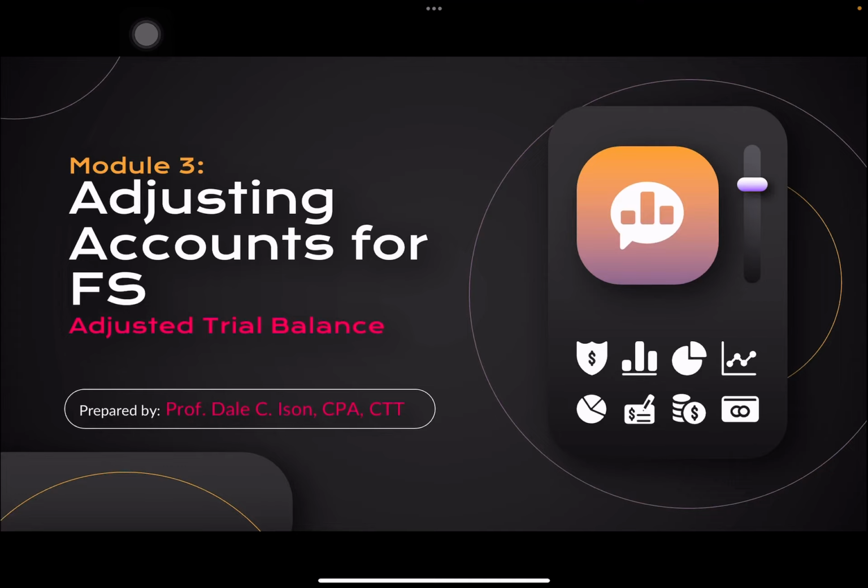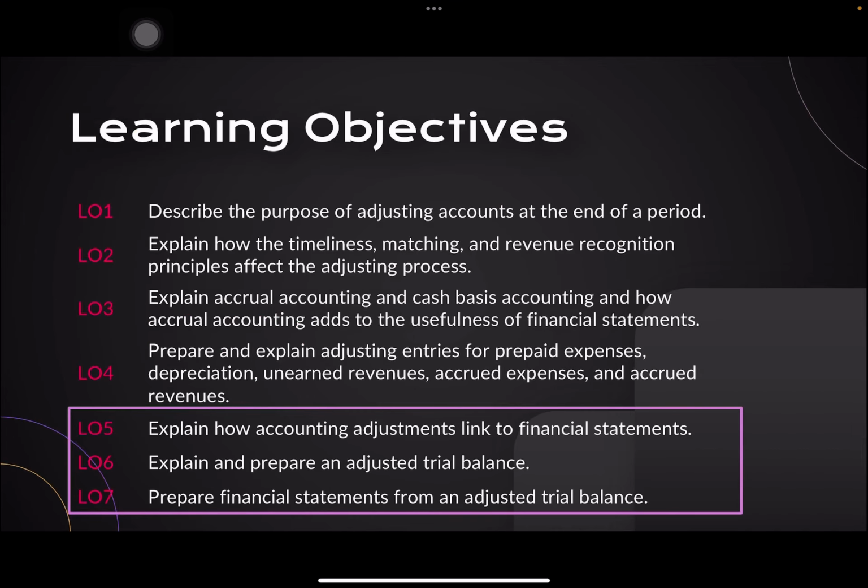Hello, class. So, for this topic, we will be completing the adjusting cycle, right? We will be focusing on how to complete and how to come up with the adjusted trial balance. So, we would like to get an explanation on how accounting adjustments link to financial statements, and we will prepare an adjusted trial balance, and from the adjusted trial balance, we will recategorize it to our financial statements.